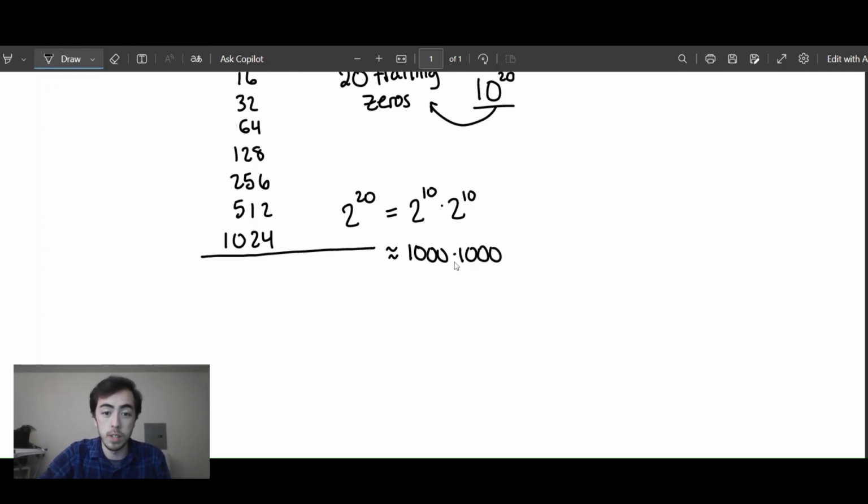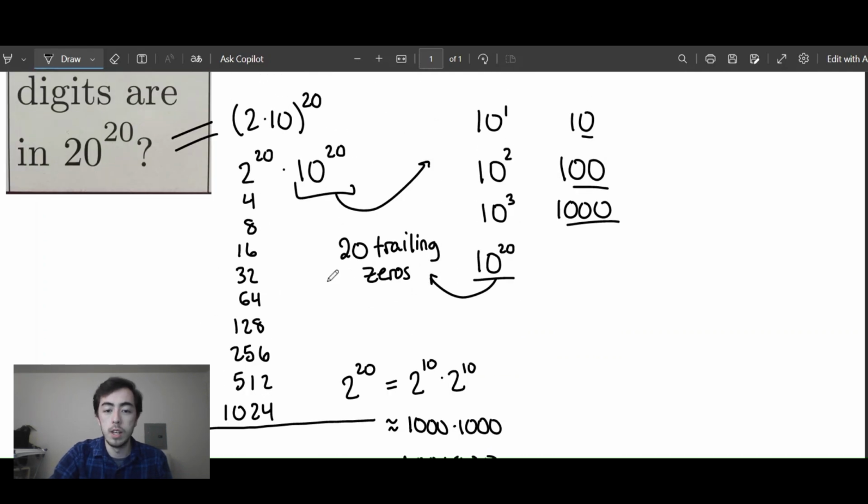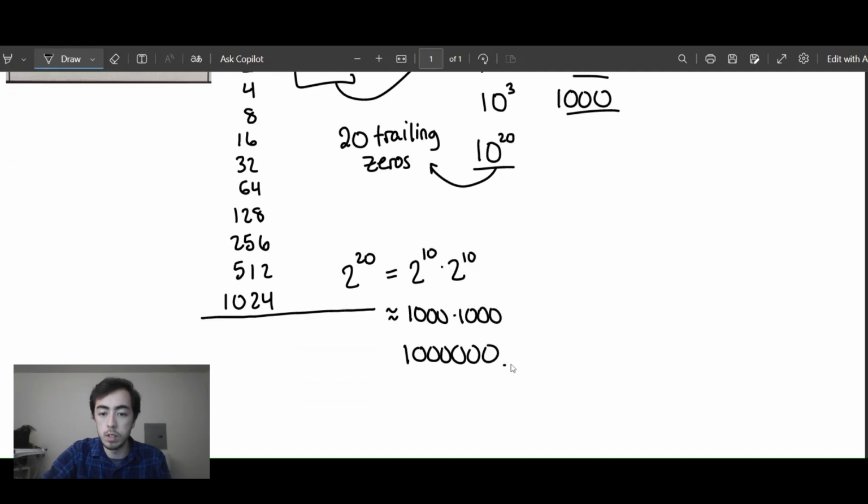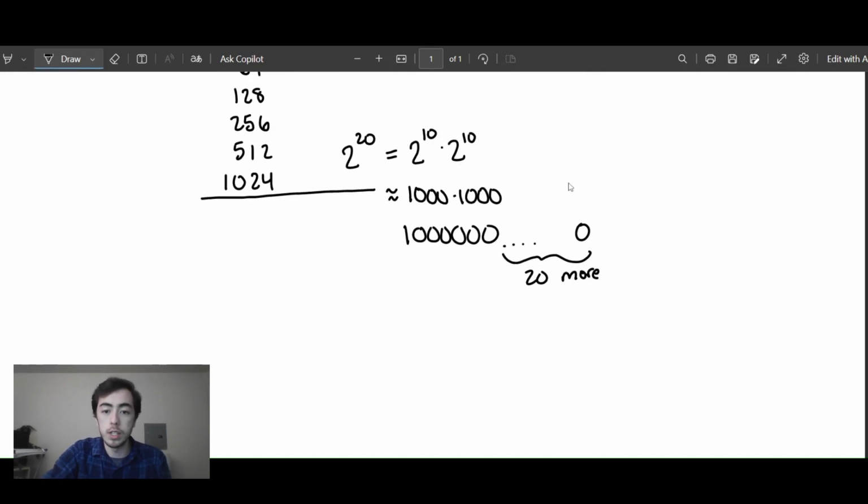So 1,000 times itself, you can just kind of count up the amount of zeros you have. And so that's going to be 1 with 6 trailing zeros. And then since I'm also multiplying it by 10 to the power of 20, that gives me 20 more zeros here. And so I can just kind of count up that I have 20 digits here. They're all zeros. 21, 22, 23, 24, 25, 26, 27. And so here, I am really confident that 20 to the power of 20 has 27 digits. It is also today's date, so I know I have the right answer.